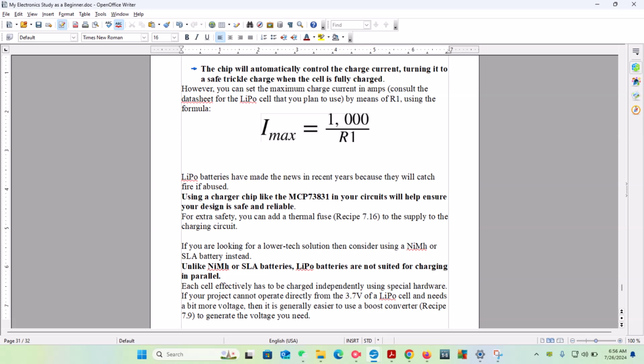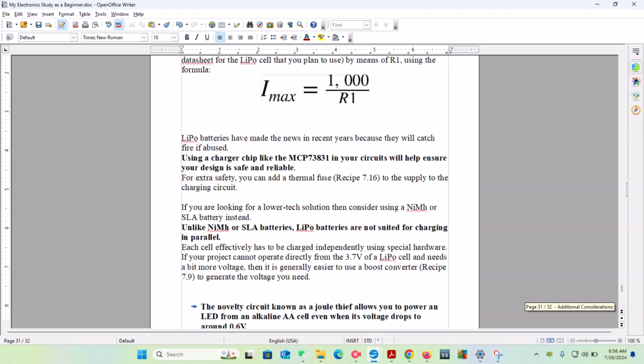Now, if you're looking for a lower tech solution, consider using nickel MH or SLA batteries. Unlike nickel MH or SLA batteries, LiPo batteries are not suited for charging in parallel. This is one at a time, so you're charging one battery at a time. Each cell effectively has to be charged independently using special hardware. If your project cannot operate directly from the 3.7 volts of a lithium polymer cell and needs a bit more voltage, then it's generally easier to use a boost converter.